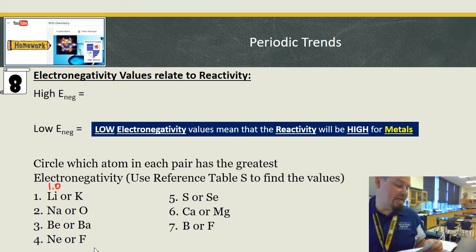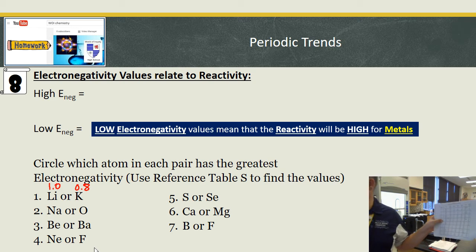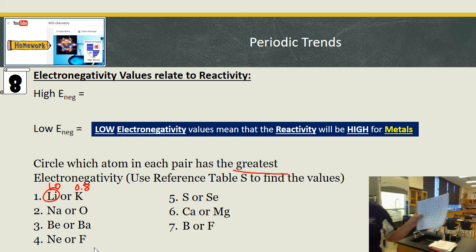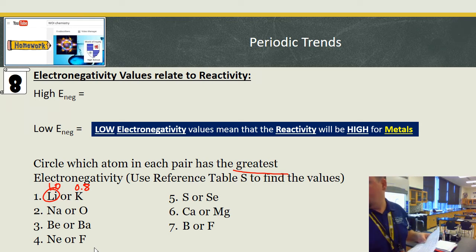And potassium, K, its electronegativity is 0.8. Just looked it up. So guess who has the highest electronegativity? Well, lithium does. It's 1.0 compared to 0.8. I'll do two more and then that's it. You can do the rest.